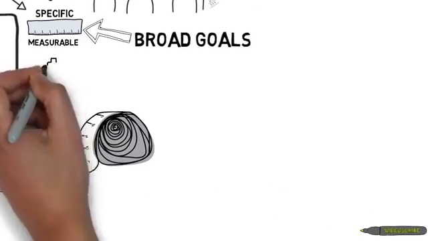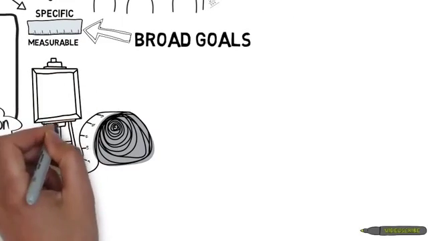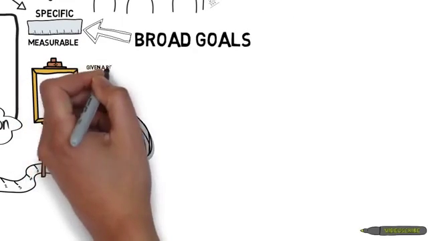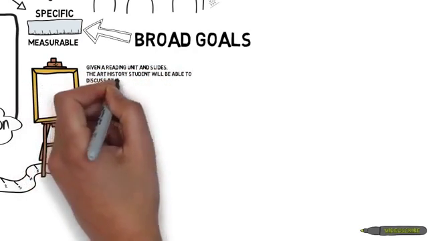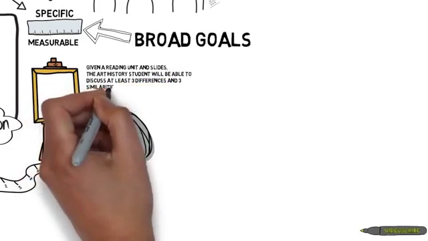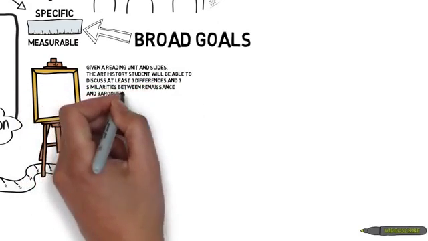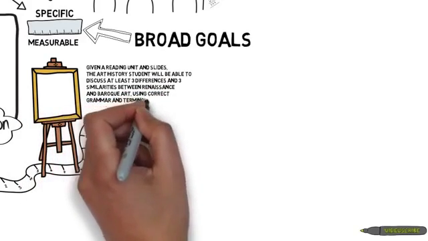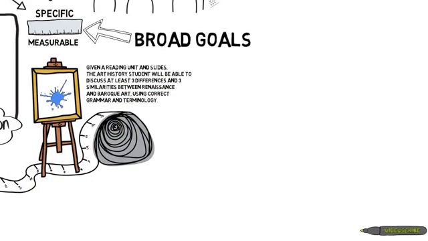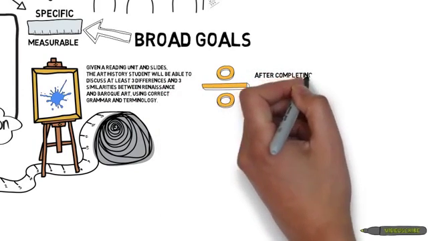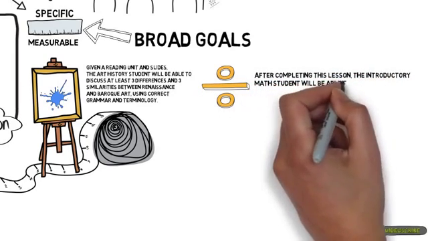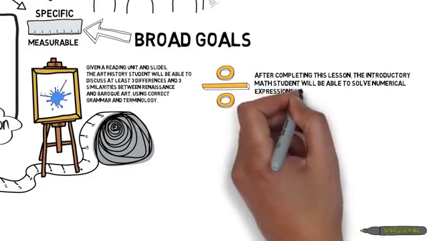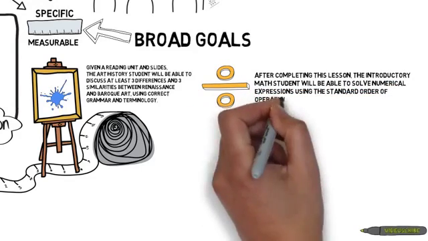Learning objectives can be slightly different depending on the discipline, but the underlying framework remains the same. An objective for an art history class might be: given a reading unit and slides, the art history student will be able to discuss at least 3 differences and 3 similarities between Renaissance and Baroque art, using correct grammar and terminology. For a math class, you could write this measurable learning objective. After completing this lesson, the introductory math student will be able to solve numerical expressions using the standard order of operations with 80% accuracy.